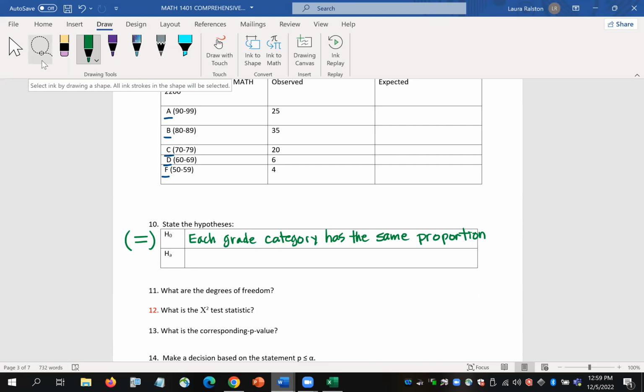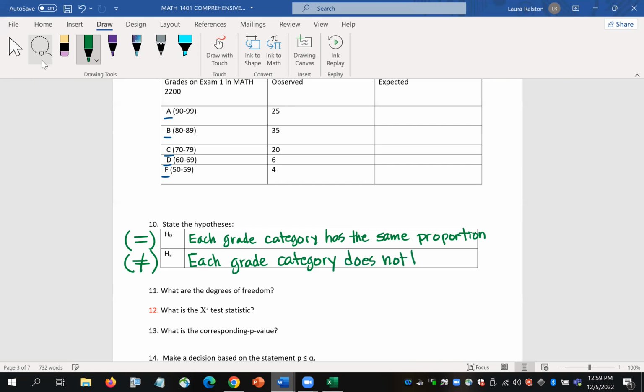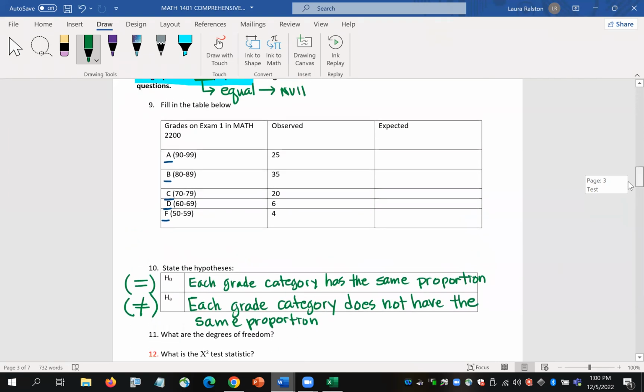The alternative has to be the exact opposite, which means it has to imply not equal. So I can add a few words here and make this statement be not equal. Each grade category does not have the same proportion. I added 2 words and got it.